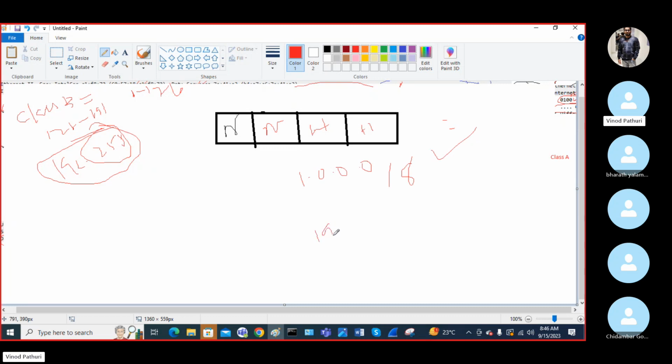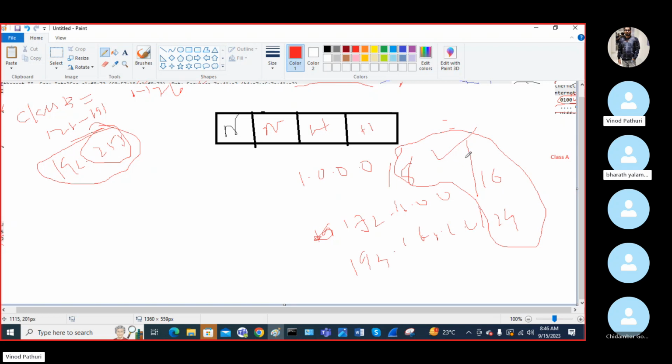In the same way, we have class B, which you will represent as 172.16.0.0. What is the network bits value in class B? 16. Sorry, class B is 16. If you want to represent class C, it is 192.168.1.0/24. So you are able to understand whether it is class A, B, or C by seeing this number.